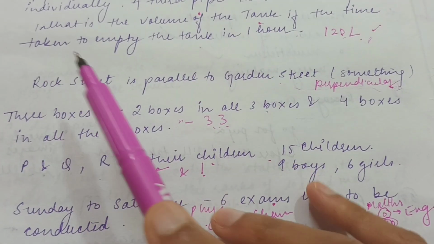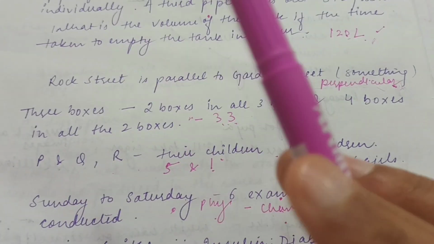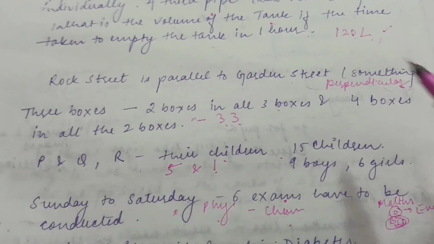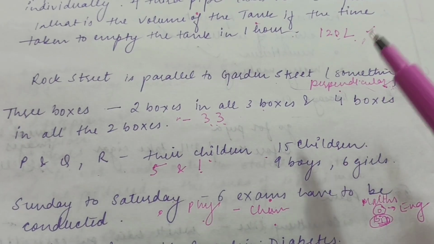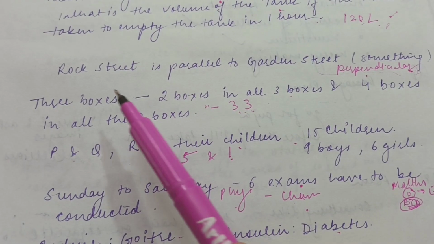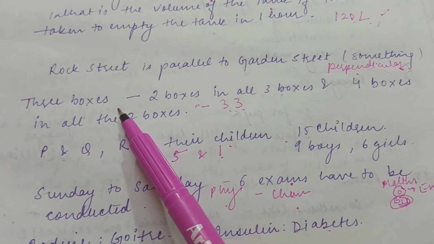This was an easy question. Rock Street and Garden Street, and perhaps there was a Lake Street also. But only one option had the term perpendicular in it, and that was the right option. There was another question. This did not have options to it, but it was an easy question.